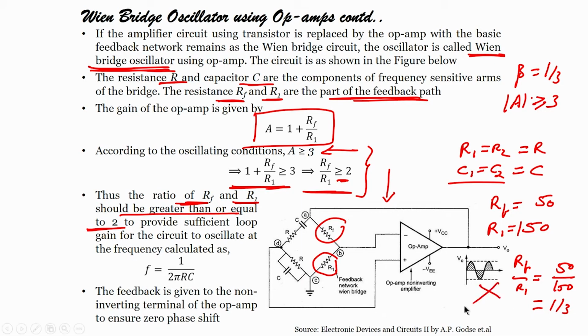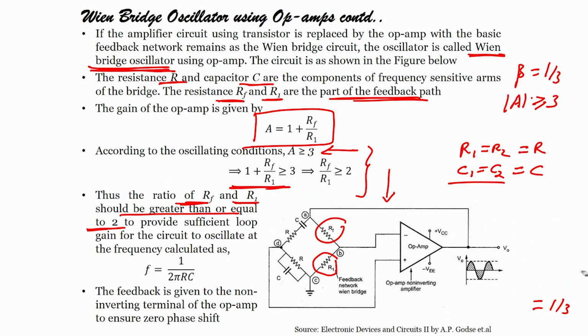This is not the correct condition, okay. This is not the correct condition because 1 by 3 is less than 2, you got it. So, super easy, right. What we have to understand is that RF by R1 should be greater than or equal to 2.